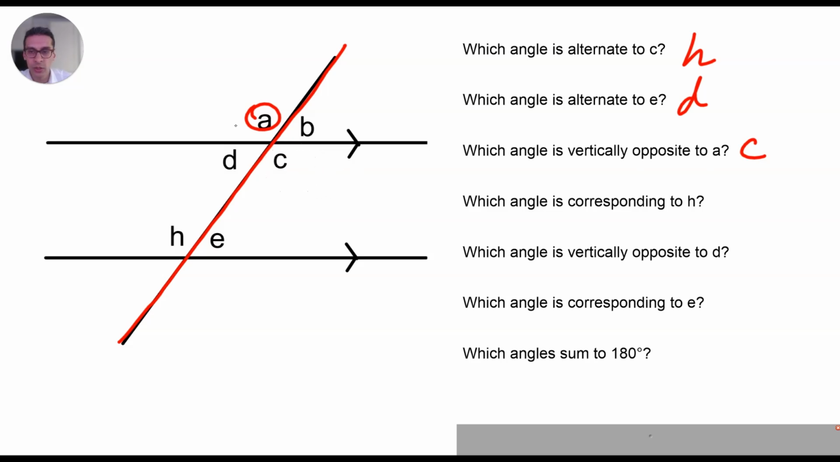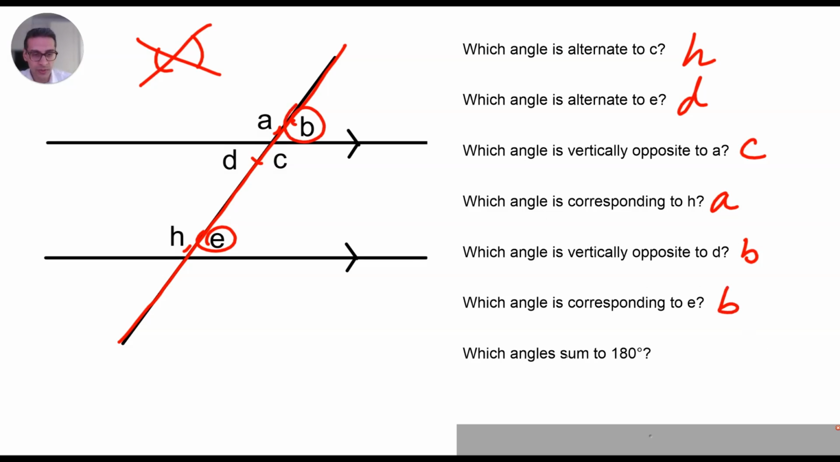Which angle is corresponding to H? So corresponding to H is going to be on the same position on the other parallel line, so that's going to be A. Which angle is vertically opposite to D? So vertically opposite, so imagine two lines crossing over each other, vertically opposite angles. So in this case, D and B are going to be vertically opposite. Which angle is corresponding to E? Well, if this is E, we have the corresponding position is there, that's going to be B.